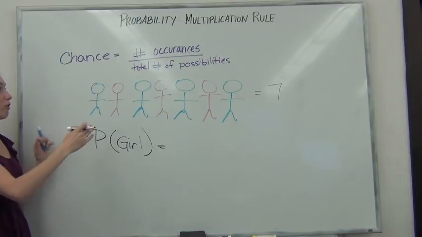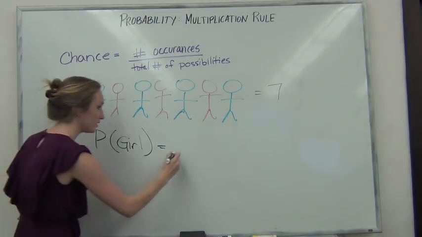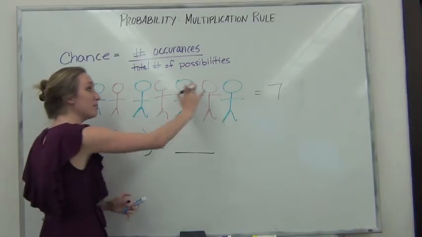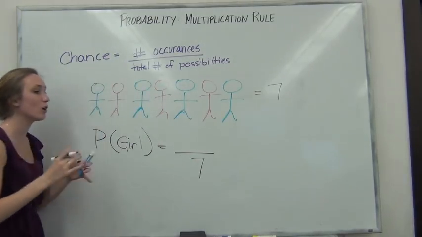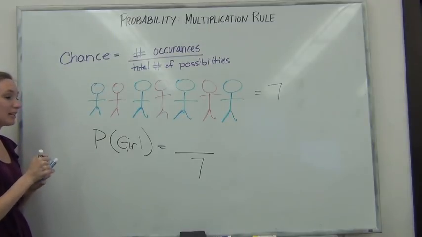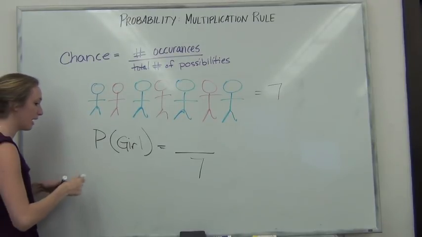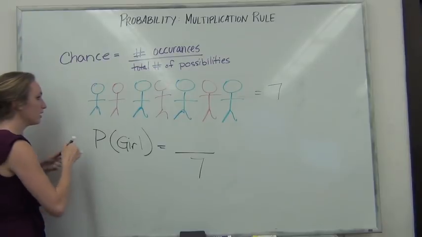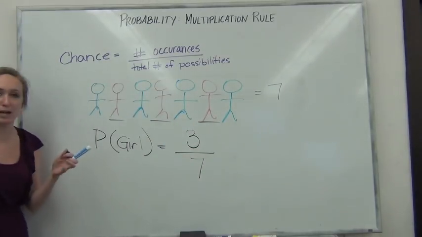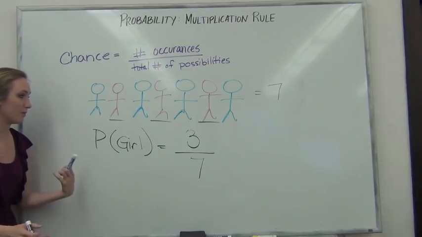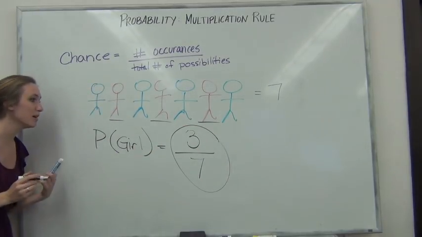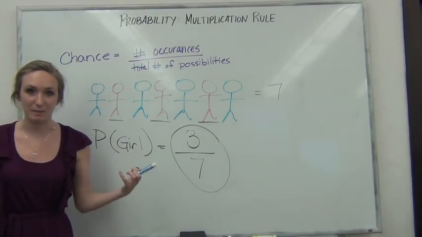Well, we want to go over the total number of possibilities. So how many possible students could I have selected? Well, there were 7 possible options, right? 7 total students. I could have selected any one of them. What's the probability that I select a girl, though? Well, we've got one girl, two girls, three girls. So that means there are three different ways that I could have selected a girl. So the probability of randomly selecting a girl from my classroom is 3 out of 7.